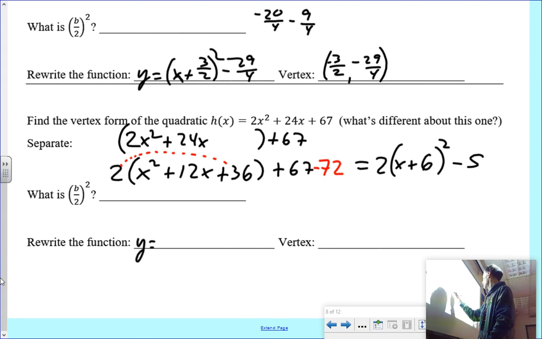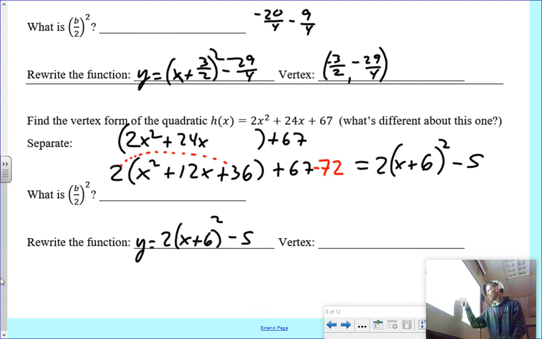So my function is 2 times (x plus 6) squared minus 5. And remember, that 2 doesn't affect the vertex. That's just a vertical stretch, remember that. So the vertex here is still (-6, -5).